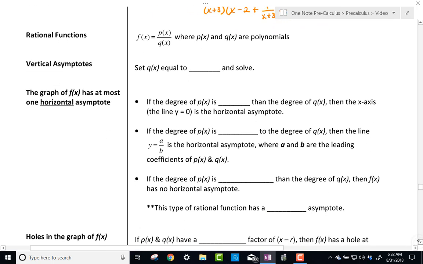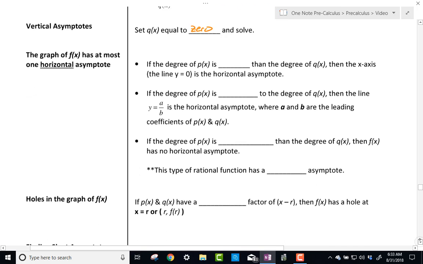Okay? So some real quick things we're going to review here before we get in. A rational function is just two polynomials that are being divided. The vertical asymptote comes from setting the denominator portion of that polynomial equal to 0. Okay, we've been over and over these rules, but if the degree of p of x, this is your numerator, is less than the degree of the denominator, then we have the line y equals 0 for the horizontal asymptote.